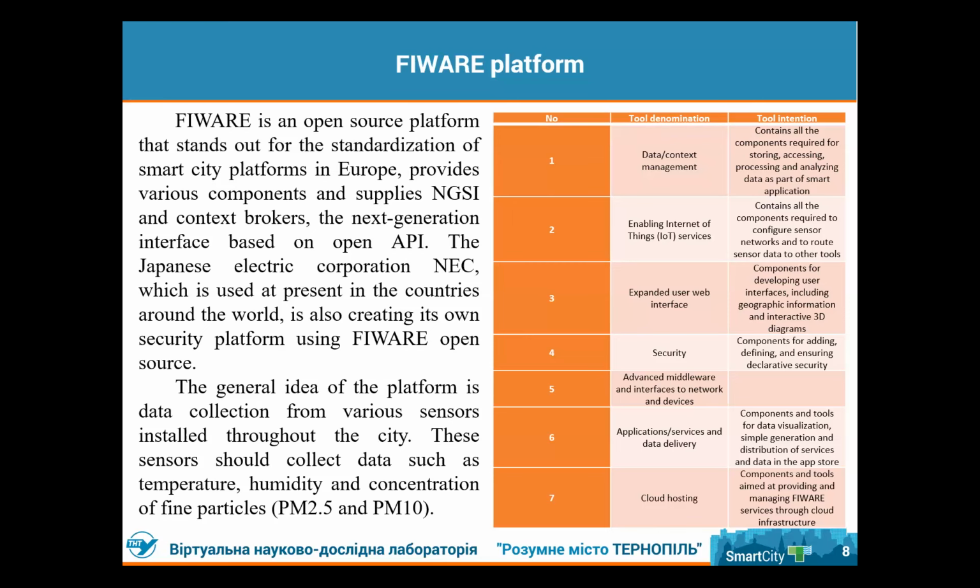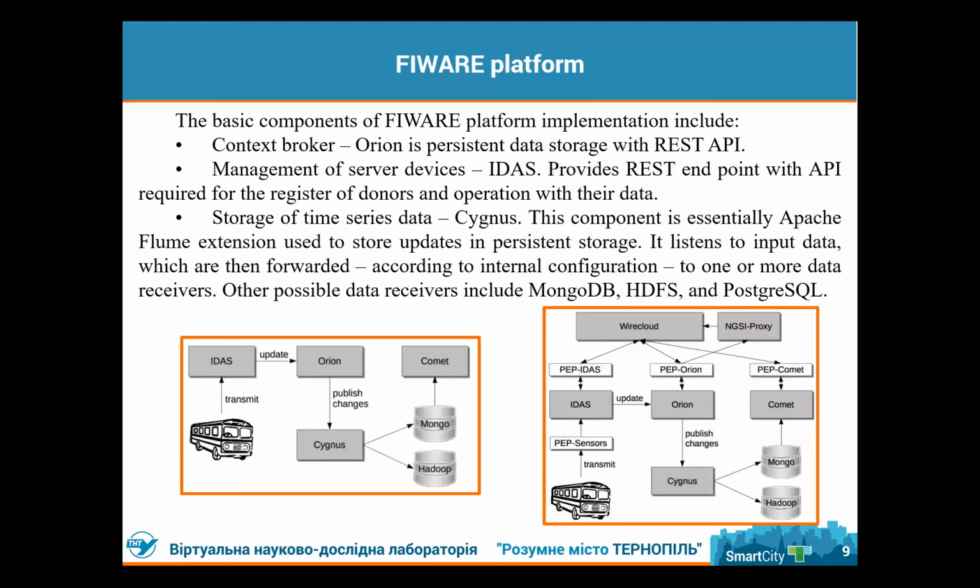The basic components of the FIWARE platform implementation include the context broker Orion, which is persistent data storage with a REST API. In fact, it uses MongoDB as its internal data storage and offers RESTful access to its Open Mobile Alliance Next Generation Service Interface (NGSI) protocol. Since NoSQL document storage is the basic data storage, Orion doesn't use database schemas and makes it possible to create any type of object.